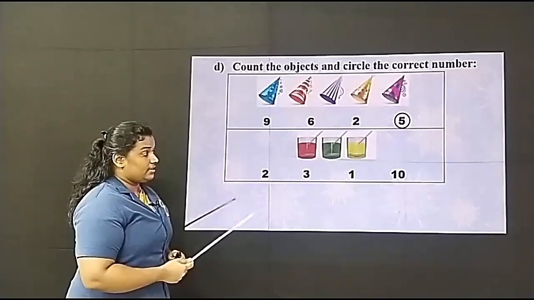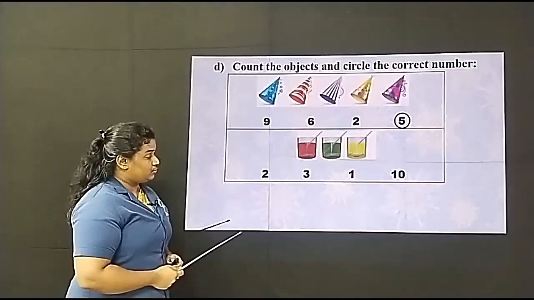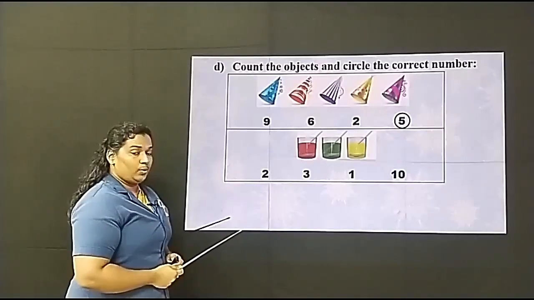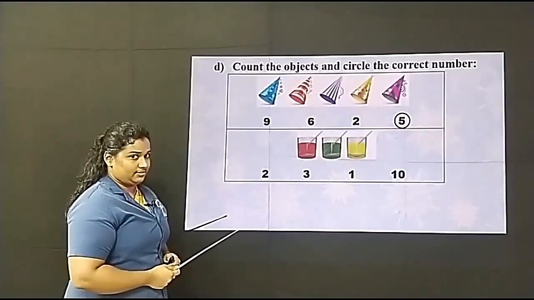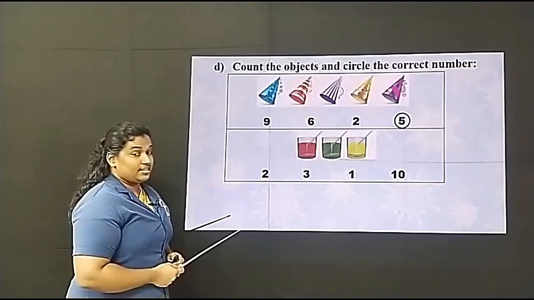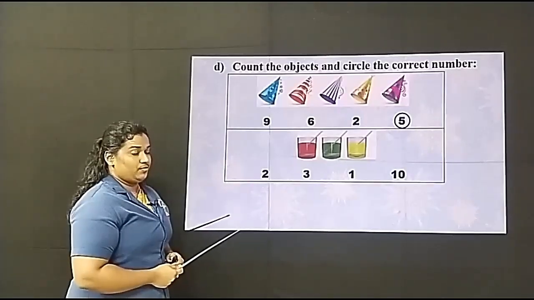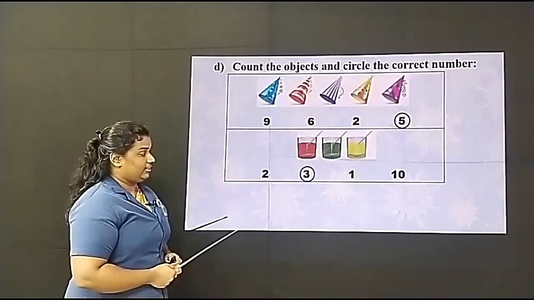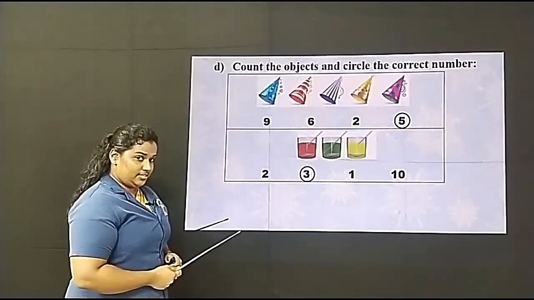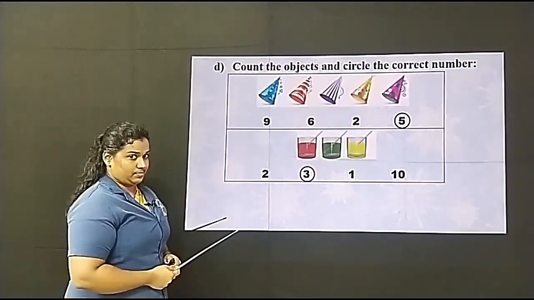Yes. So, among the given numbers 2, 3, 1 and 10, 3 is the correct number. So, we have to circle 3. Let's move to the next question.